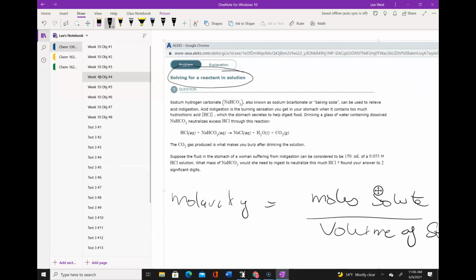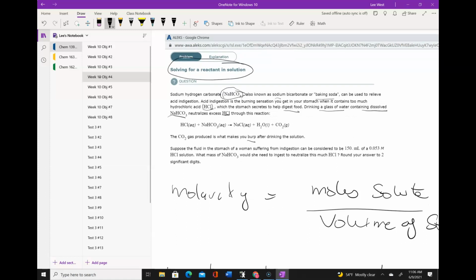So it says sodium hydrogen carbonate, which is also known as sodium bicarbonate or baking soda, can be used to relieve acid indigestion. Acid indigestion is the burning sensation you get in your stomach when it contains too much hydrochloric acid, which the stomach secretes to help digest food. Drinking a glass of water containing dissolved sodium bicarbonate neutralizes excess hydrochloric acid through this reaction. So it makes carbon dioxide gas, liquid water, and aqueous sodium chloride. The CO2 gas produced is what makes you burp after drinking the solution.